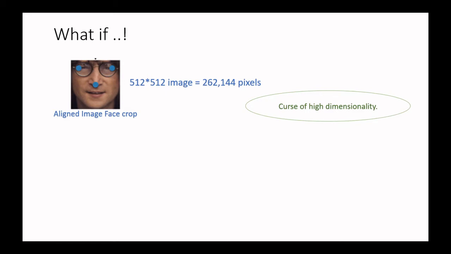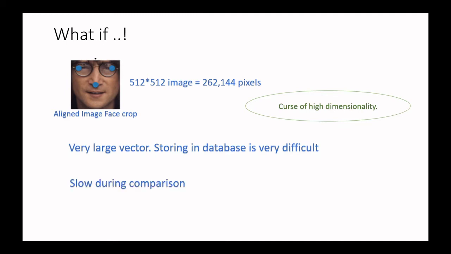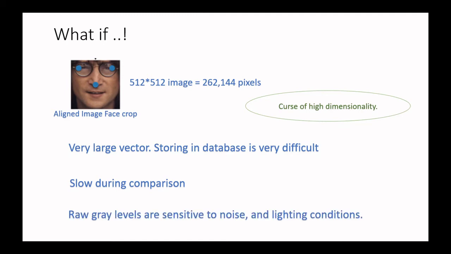Say the aligned image is 512 by 512, which is around 262,000 pixels. This is a very large vector. Storing many such images in the database will be difficult. Even if we somehow store them, the comparison with other faces will be slower and thus not very useful in real time. Furthermore, gray levels are sensitive to noise and lighting conditions. Thus, we won't be able to match the image of the same person under different lighting conditions.